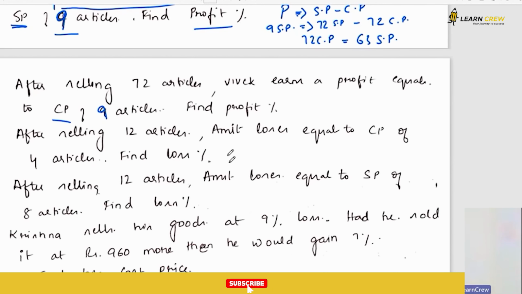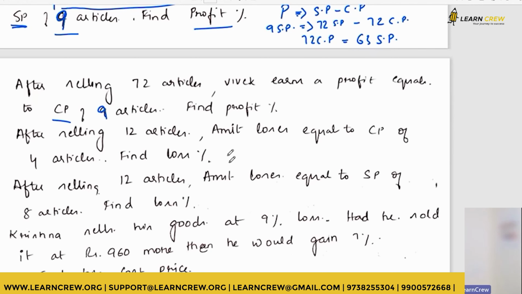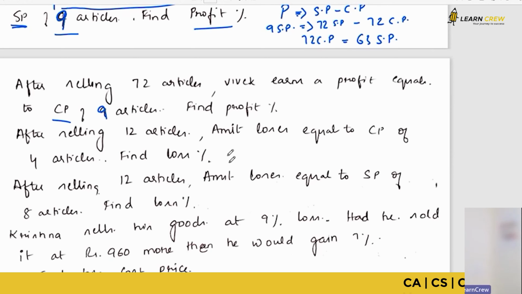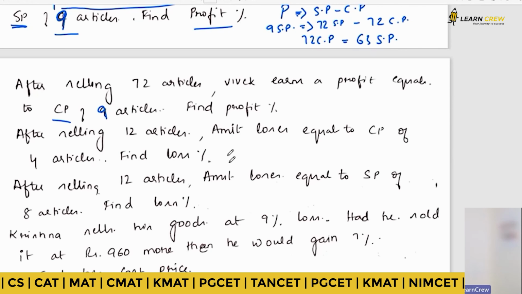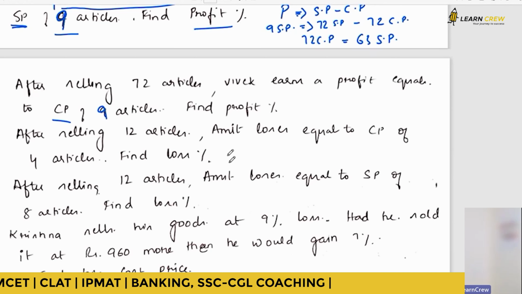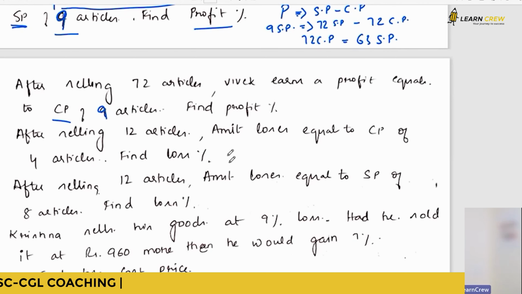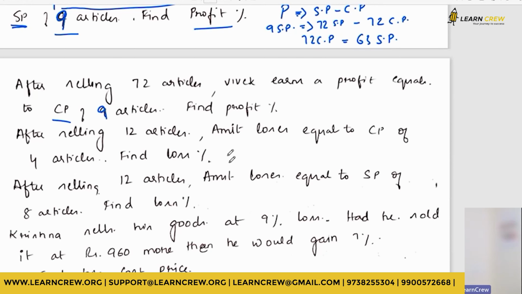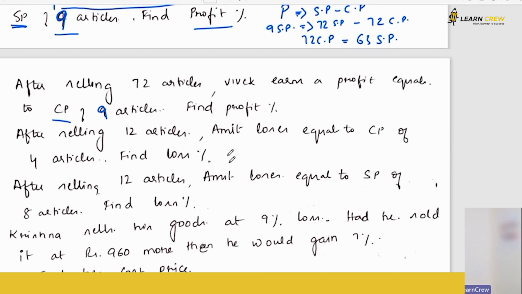We are just doing type number 2. After selling 12 articles, Amit loses equal to CP of 4 articles. Find loss percentage. What is loss? Loss equal to cost price minus selling price. Okay. Now, after selling 12 articles, it means he has sold 12, purchased 12. So it becomes 12 CP minus 12 SP equal to loss of how much? 4 articles. Earlier for the 11th one, you got SP of 9 articles, it is CP of 9 articles. Check. Minus 72 plus 72 plus 9. 81. CP will become 81.